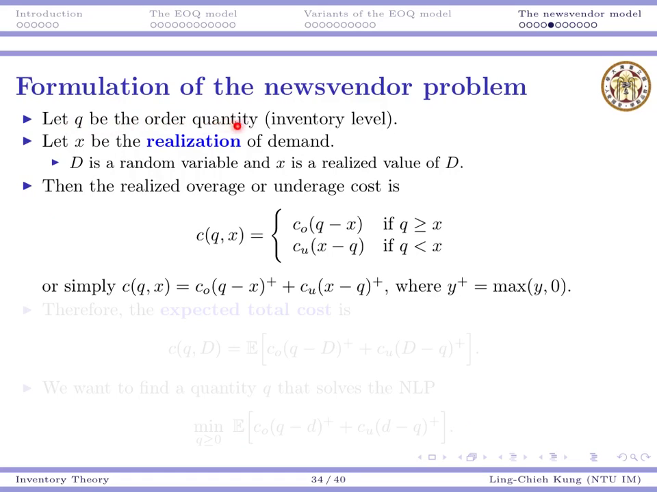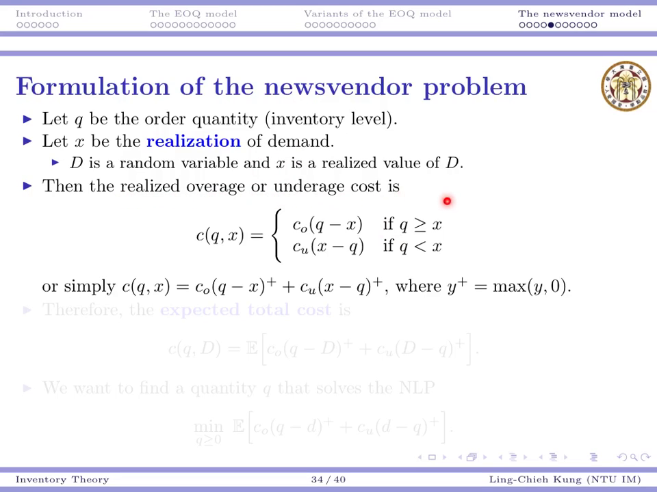Suppose Q is the order quantity, and X is a realization of demand. Now, capital D is random. Let's assume it has been realized to X. Of course, the time sequence is we first decide our order quantity, and then capital D realizes. So we see X, and then we may decide what's the realized overage or underage cost.